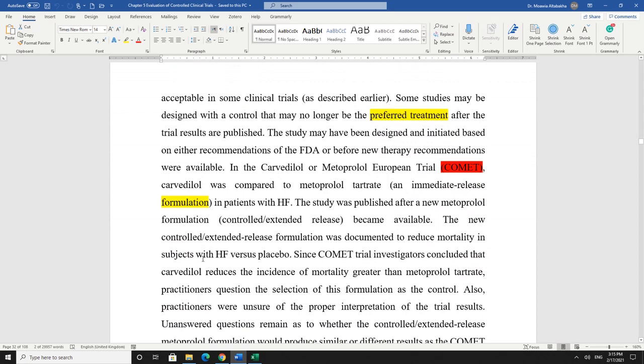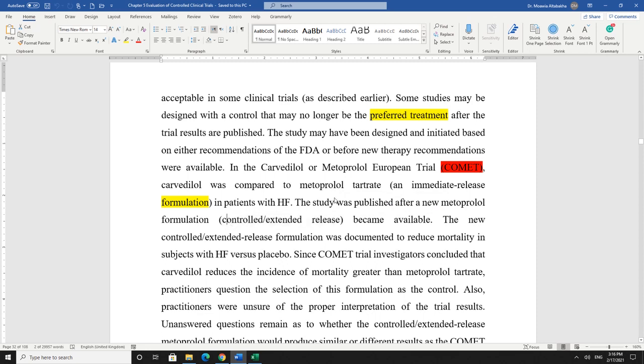For example, in one of the trials, they compared carvedilol with metoprolol for hypertension or heart failure. Okay, they compared both medications. But when they did this comparison, there was another formulation of metoprolol coming up in the market, and it has been proven to be better than immediate release formulation. So there was a new formulation coming out.